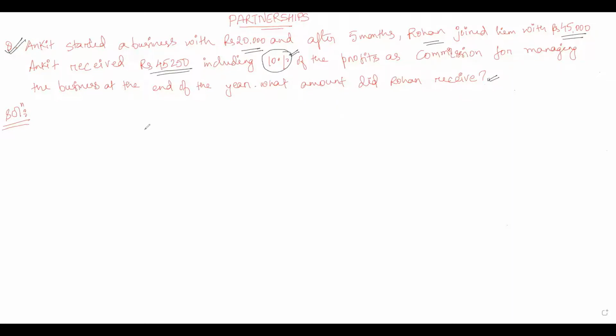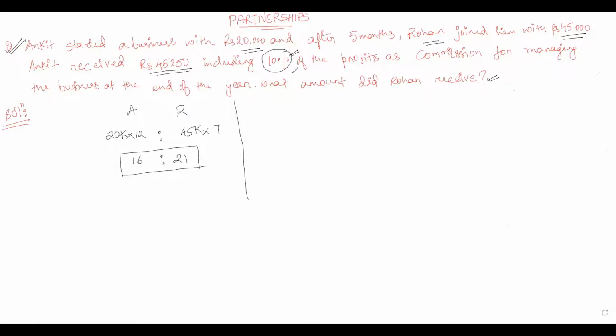So let us first try to calculate the ratio of the share of profit of Ankit and Rohan. Ankit invested 20,000 for the complete year, that is 12 months, and Rohan invested 45,000 after 5 months. So that means Rohan has invested for 7 months. So this is 20,000 into 12 is to 45,000 into 7. So now if you calculate this ratio, this will come as 16 is to 21. So that means the profit would be divided in the ratio of 16 is to 21 between Ankit and Rohan.